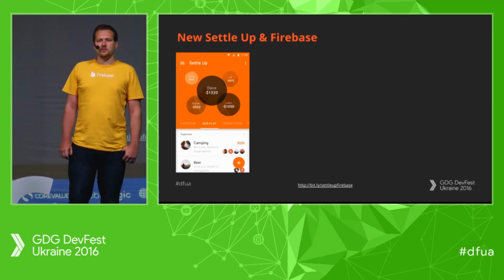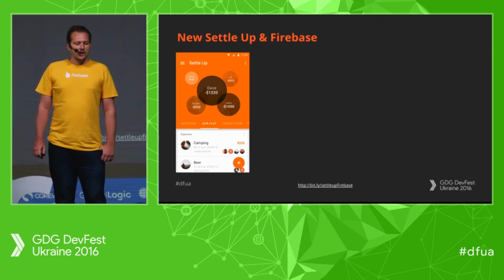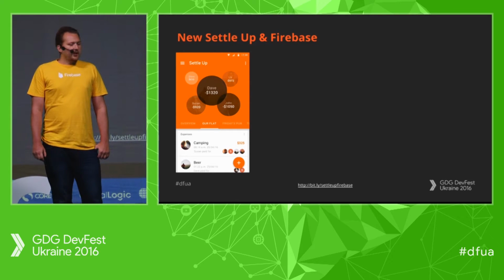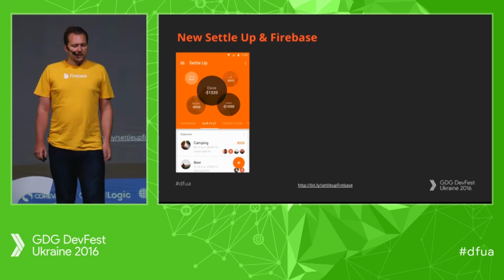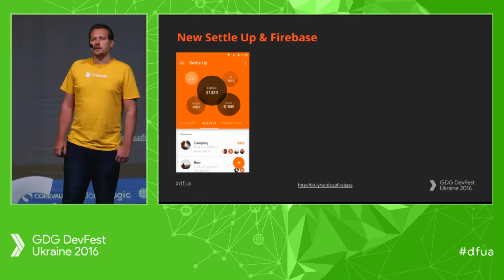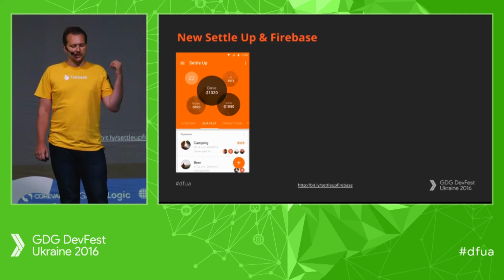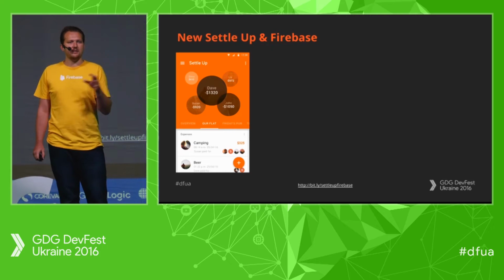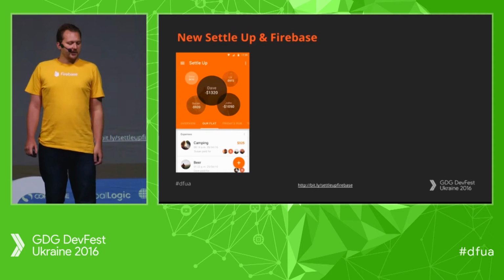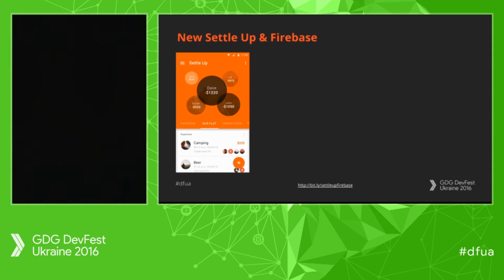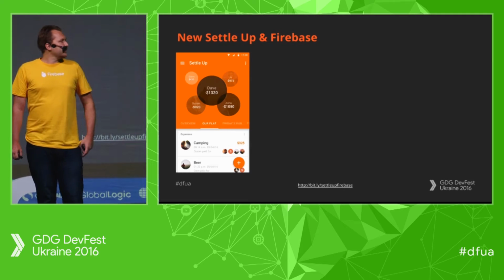So first, about our app, what is it about? The app is called Settle App. You can already download it in Play Store, App Store, Windows Store. And this is our new redesign. We have redesigned it from scratch. We are using colors, so every group has a different color. And we are building this on Firebase.